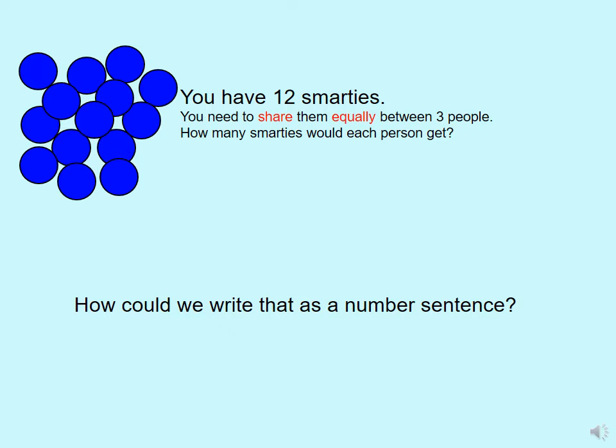Okay, I'd like you to have a go at this one on your own, please. I want you to imagine you have 12 Smarties. You need to share them equally between 3 people. So are you going to draw an array for this one, or are you going to draw different parts? Okay, so you've got 12 Smarties and you're sharing them equally between 3 people. How many does each person get? And I would like you to write this as a number sentence too, please.